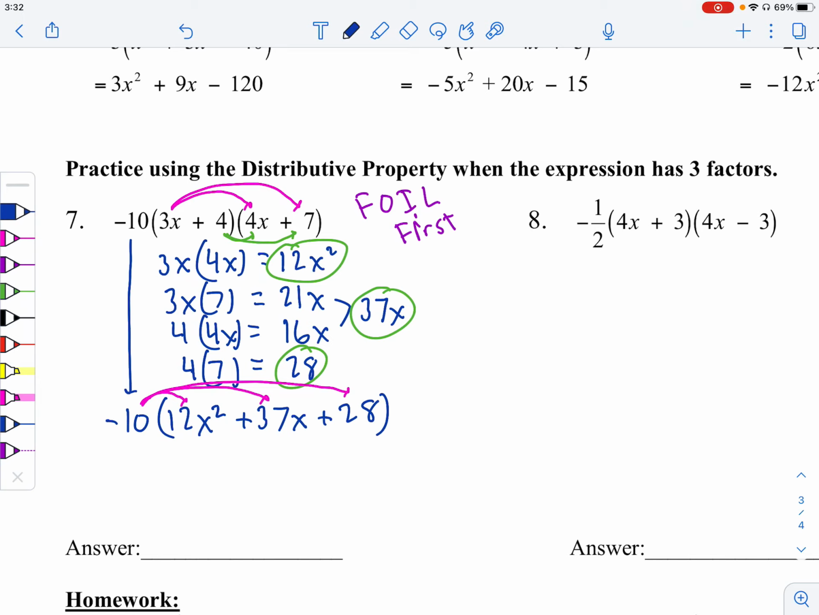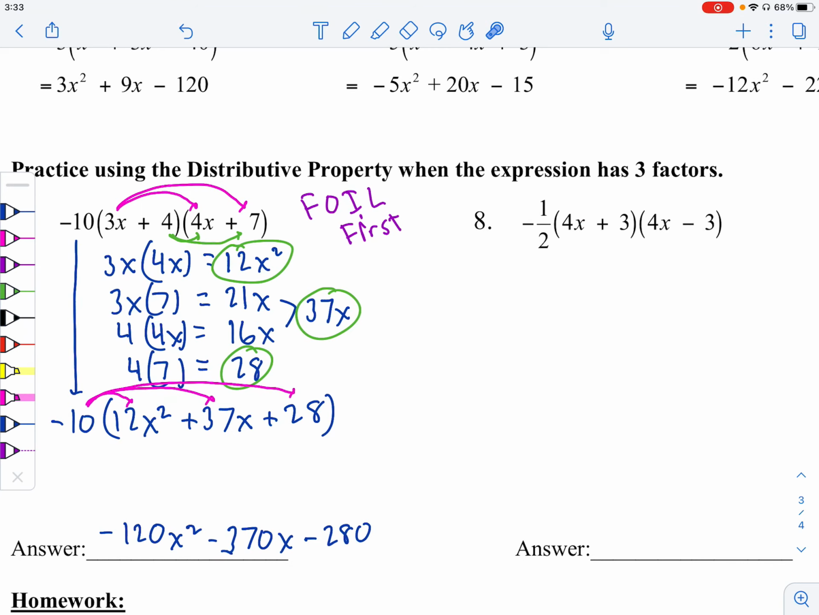So negative 10 times 12 is negative 120 with the x squared. And then negative 10 times 37, negative 370x. And negative 10 times 28, you get negative 280. And that's it. So for these ones, FOIL first, and then multiply by what's in front last. And then you get your answer. Like this one, just FOIL it first, and then multiply by negative 1/2 at the end.